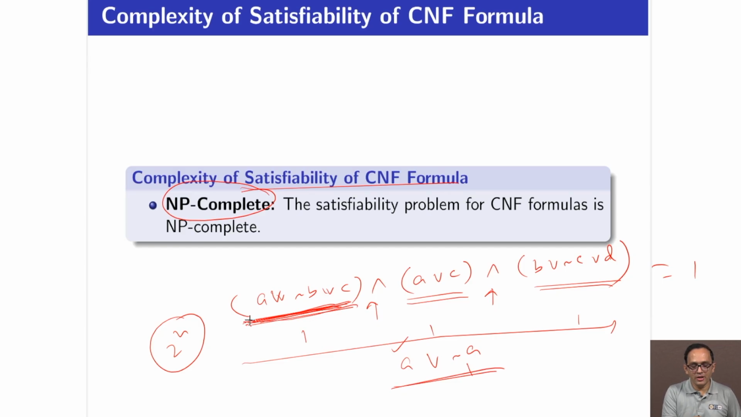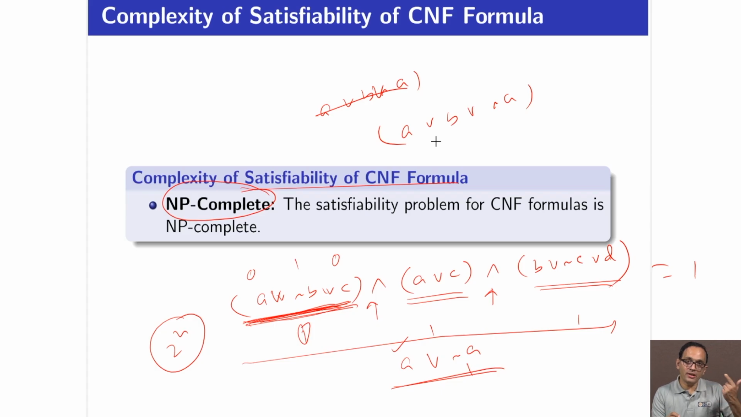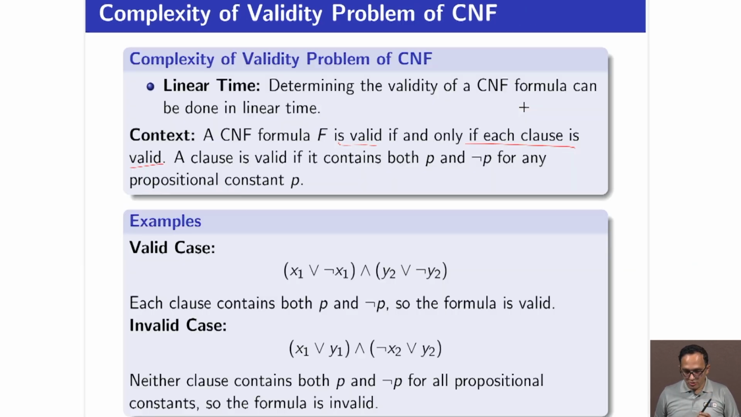This is not valid because you have a or not b or c. So what I can do is say a equal to 0, b equal to 1 and c equal to 0. So this will be 0. But if you have a term, let us say a or b or not a, this is valid, because if you put a equal to 1, this will make the clause true, and if you put a equal to 0, this will make the clause true. I do not need to check what b is. So therefore checking validity is easy. So it is linear time.